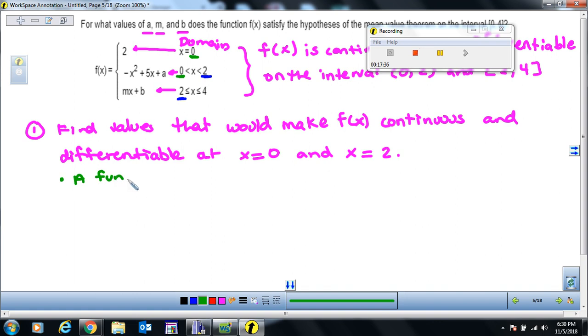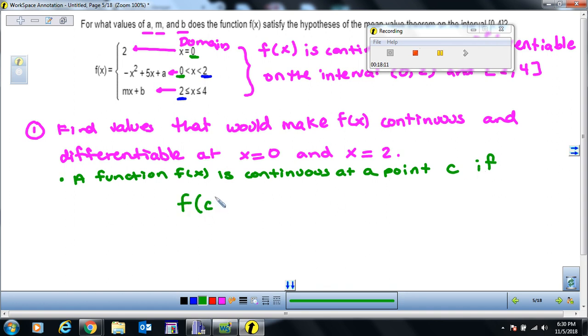We know from before that a function f of x is continuous. So what we're trying to find is this that I wrote under number 1. And then this is something that's going to help me find out what numbers are going to make f of x continuous and differentiable at x equals 0 and x equals 2. And that would be this fact. A function is continuous at a point C or x value, like in here, right? If, and we've talked about this, f of c is equal to the limit of f of x as x approaches c.